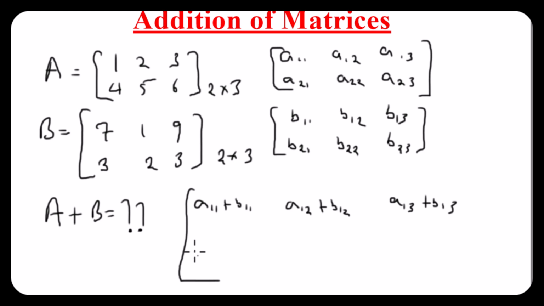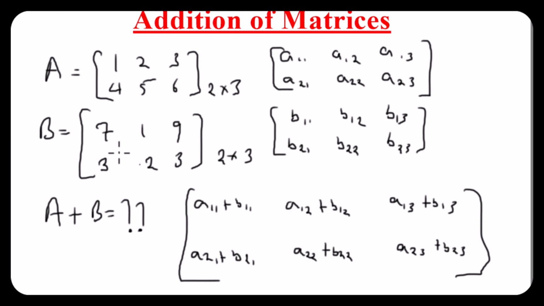Here I would have A21 plus B21. Here I would have A22 plus B22, then finally A23 plus B23. So this is simply what we want to do. We have the place values according to their unique identifier. So definitely we're just doing 1 plus 7. Let's just do our matrix here. My answer, 1 plus 7, gives me 8.